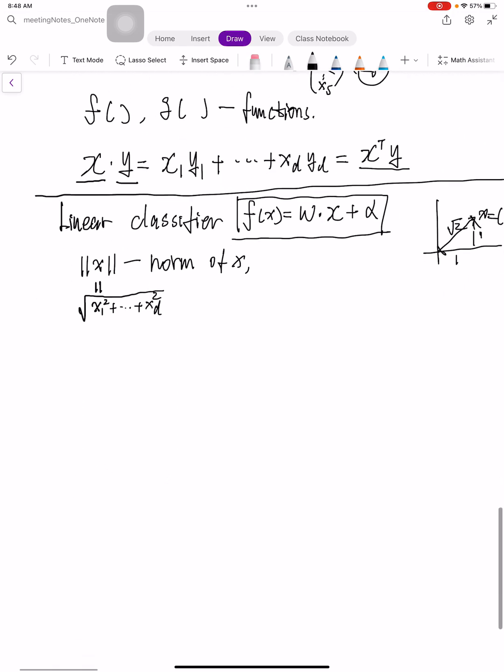In a lot of cases we use a unit standardized vector. So given x not equal to the origin, x divided by its length, which is a scalar, is a unit vector.